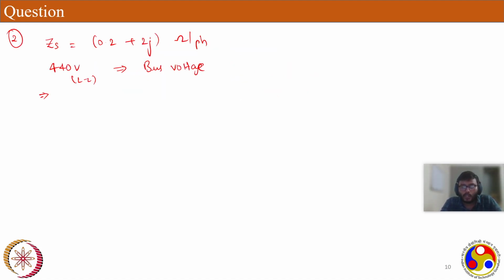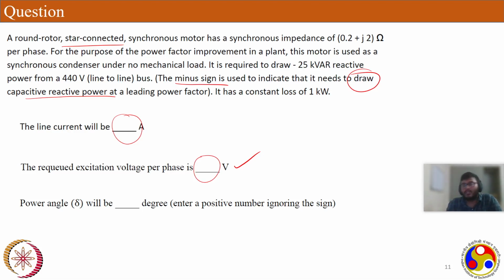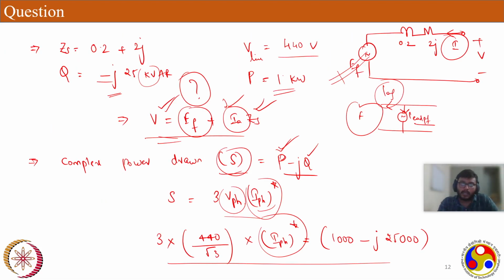And then we solved a problem of an actual application, where they are using the synchronous motor for improving the power factor. Here they have used it as a synchronous condenser, and we calculated the basic line current, excitation voltage, and delta, and estimated the state of the motor.